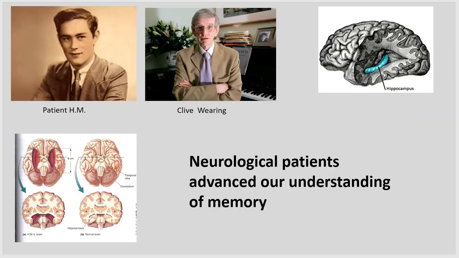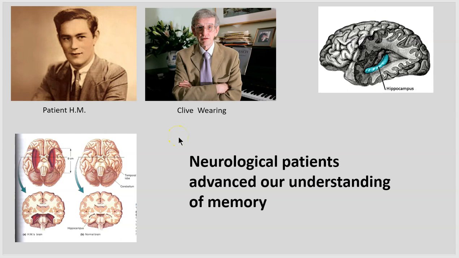Now, we know that the hippocampus is a critically important structure because of the conditions of neurological patients. So patient HM and Clive both had their hippocampi damaged for different reasons. HM had surgery to treat epilepsy, and Clive had a viral infection. But for both individuals, the hippocampus on both sides was not working, and as a consequence, they could not make new memories of their life.